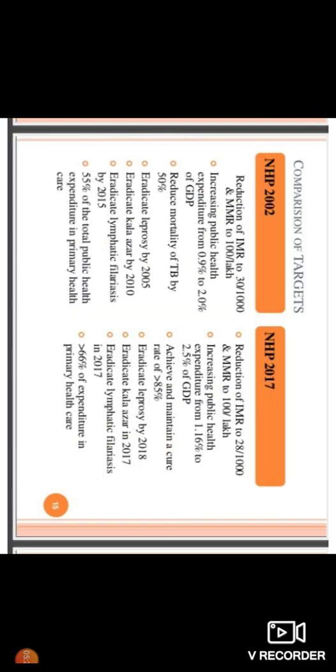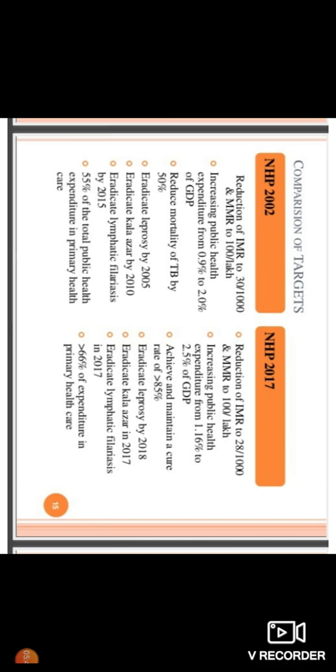These are the main differences. We will discuss here: what is the difference between National Health Policy 2002 and 2017? Almost all of what was not achieved in 2002 was mainly focused on in 2017. Reduction of infant mortality rate has a small change. In 2002 it was 30, now it is 28.